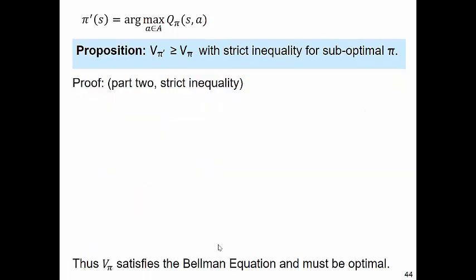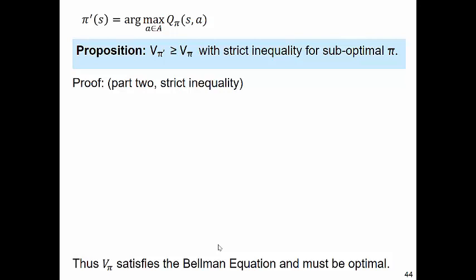Now what we're going to do is the strict part, and I think there's probably a simpler way to show this, but this is the way I wrote it down whenever I made this slide. So we'll just go with this. You might find a different way of doing it. So now what we want to do is prove the strict inequality. So we want to prove that if pi is not optimal, then pi prime is strictly better in at least one state. Right?